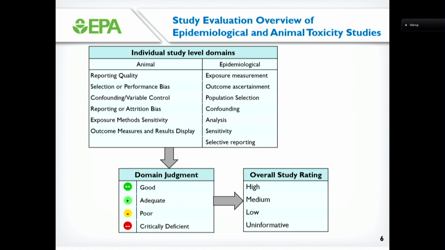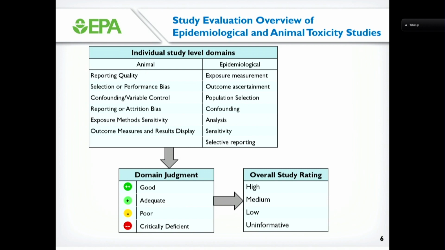So here is a schematic of some of the domains that we consider for experimental animal and epidemiology studies. For epidemiology studies, I think these are very familiar to people who do this kind of analysis: questions about confounding, exposure measurement, sensitivity. In the animal realm, these would be broad domains, and for example, under selection or performance bias, you would probe whether there was randomization, whether there was blinding at outcome assessment.